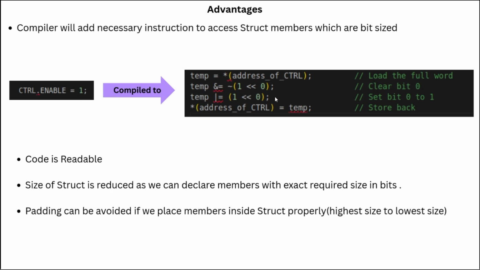So instead of doing this bit operation yourself, the compiler will generate assembly instructions for that, and the code is very readable. The size of the struct will also be optimum, because instead of using primitive data types, even if you don't use all the bits, the memory is allocated. So you can pack your data by specifying the size in bits, so that it takes very limited memory and the memory is saved.